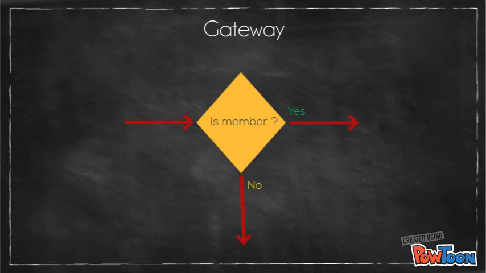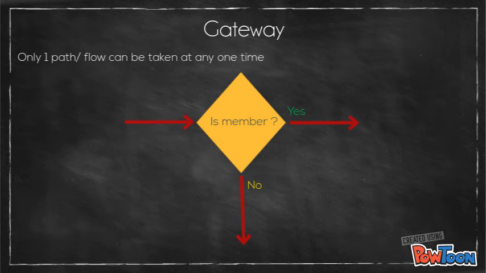Gateway represents a business decision. It is used for branching into 2 or more different flows depending on the business rule. Only one path or flow can be taken at any one time.